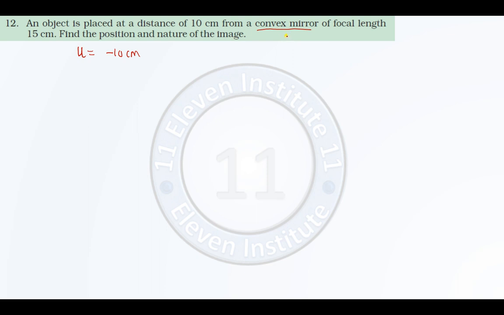Right, from which type of mirror? From a convex mirror. Now remember, convex mirror is curved like this. This is the non-reflecting surface, right? And this outer bulging part is the reflecting surface. This is the principal axis. This is the pole. This is the focal point. This is the center of curvature and the object will be placed on the left side.